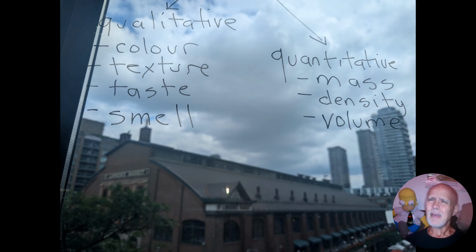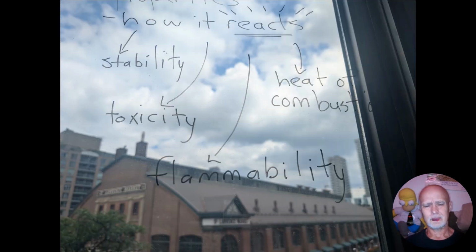But what about chemical properties? What are they all about? That's how it reacts. So if we're going to talk about a chemical property, you really have to look at how it sort of behaves in relation to other things. And that can, if you think about it, it's a lot like human relationships as well. So these relationships can be stable, they can be toxic, flammable, heat of combustion. So these are chemical properties, and they really determine how something reacts.